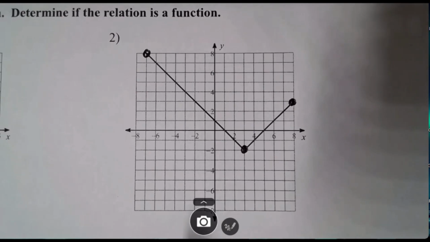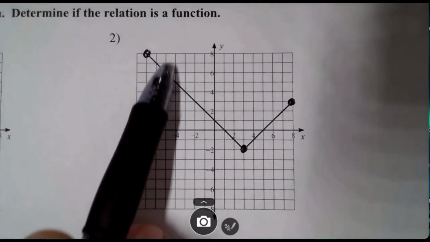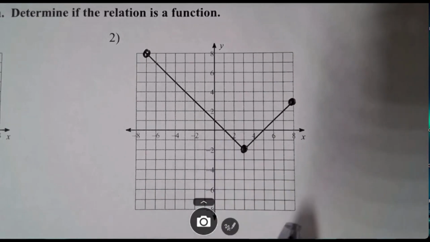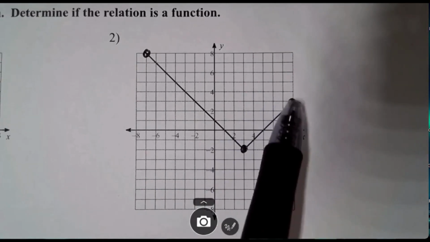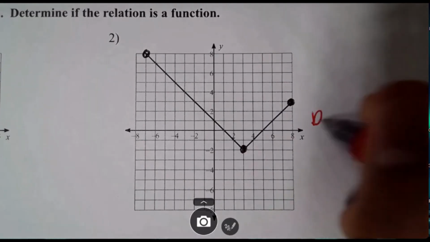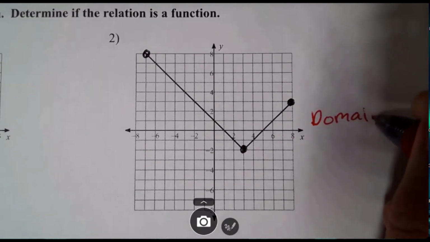In this second problem here, notice that we have 3 points. We have one open dot over here on the top left. We have a closed-in dot down here at the bottom, and a closed-in dot over here on the right. So if I want to talk about domain, right, I'm going to write the word domain. That represents my values of x.